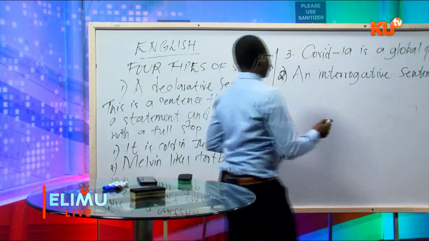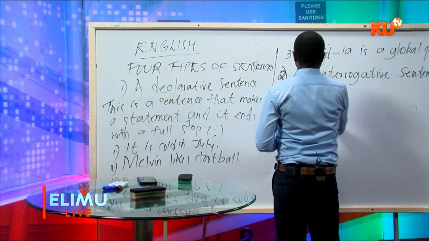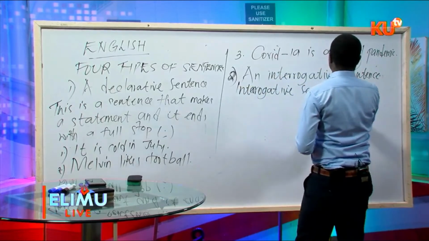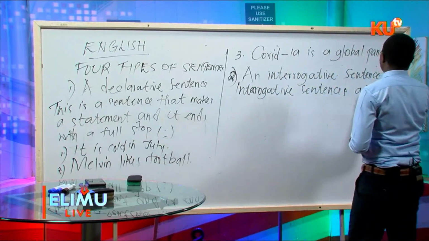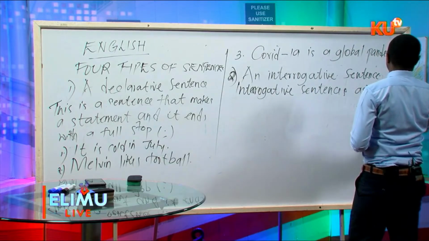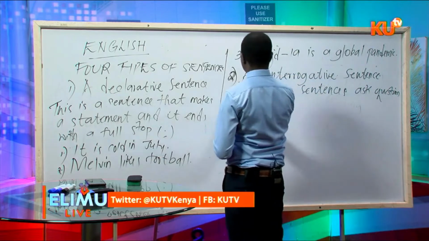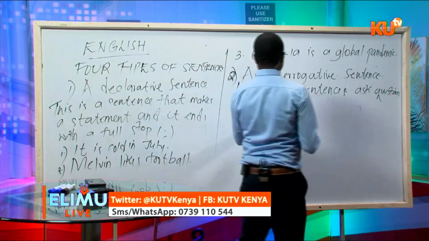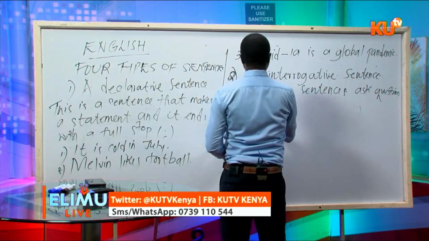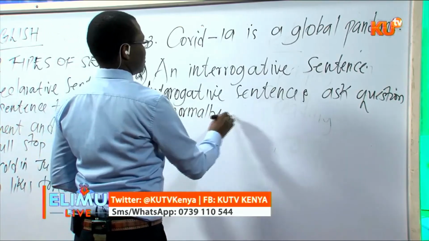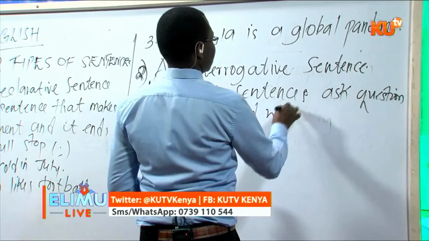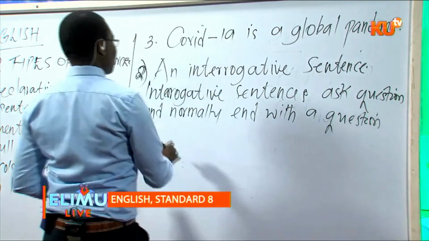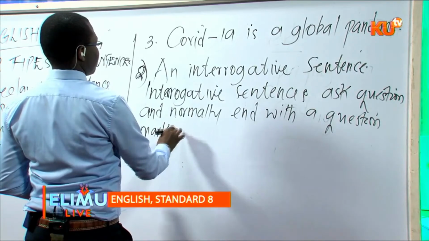Interrogative sentences ask questions. Whenever you want to interrogate, they ask questions, and normally they end with a question mark. They normally end with a question mark.